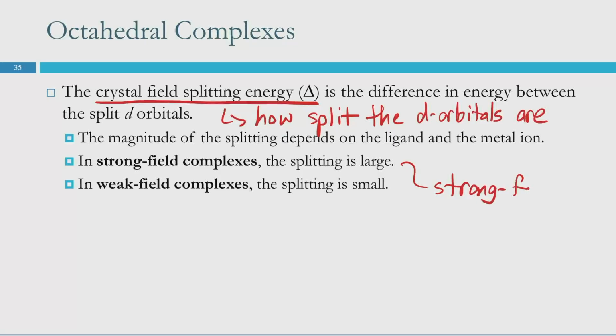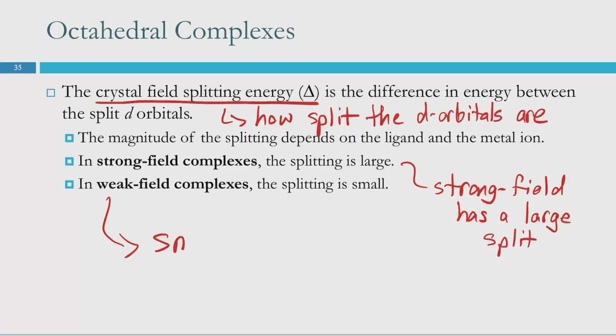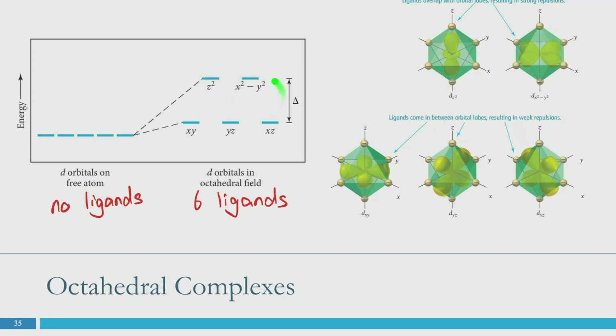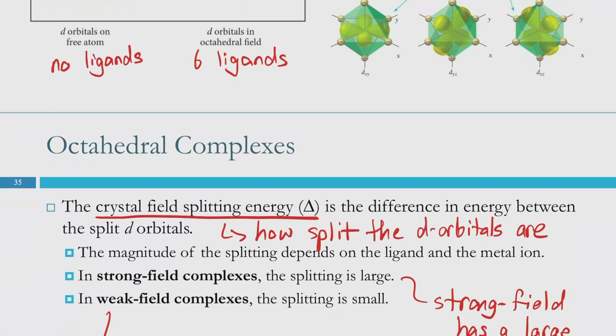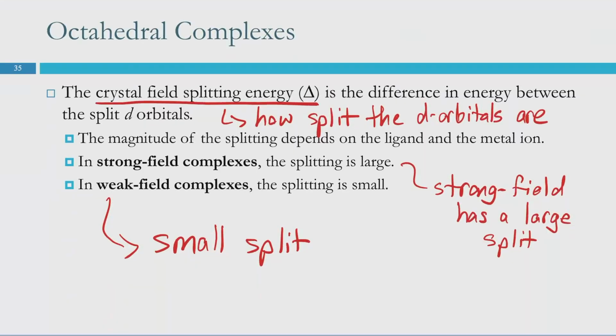So strong field has a large split. Weak field has a small split. The field part of this we could think of as this energy difference. If it's strong, we've got a big gap between them. If it's weak, we've got a small gap between them. Questions?